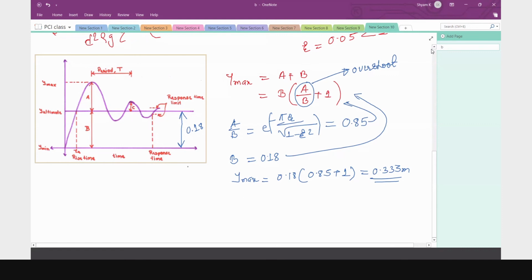So how much length do we have to increase? The total theoretical length of the manometer for both limbs will be 0.30, which is already there, plus above this is 2 into 0.333. This length will be needed.